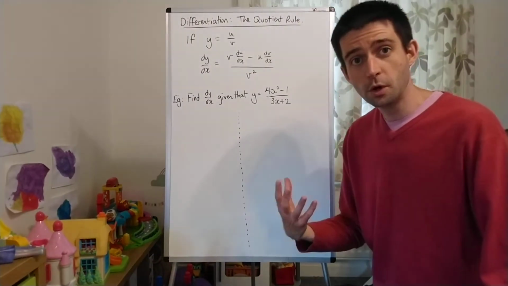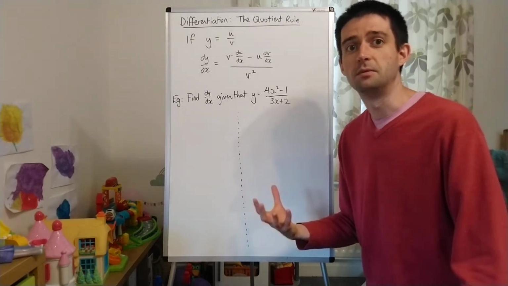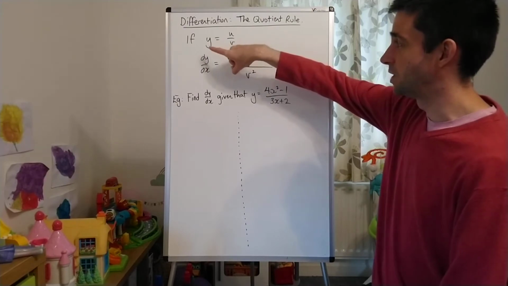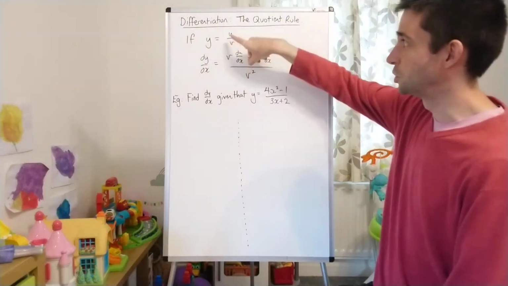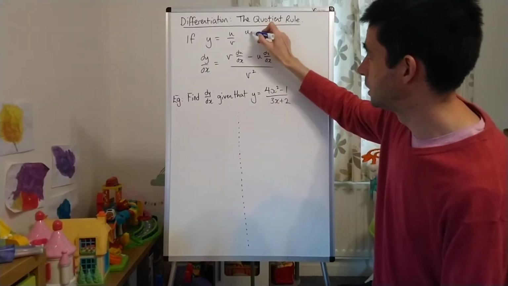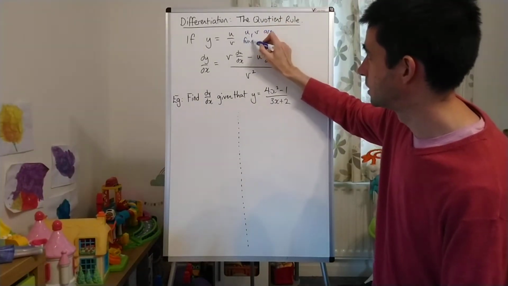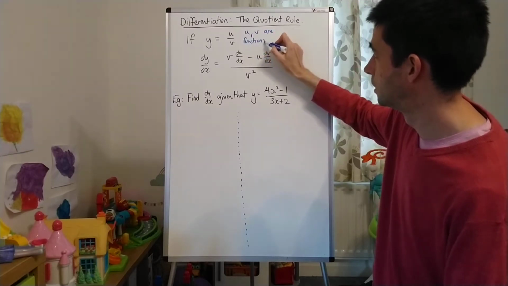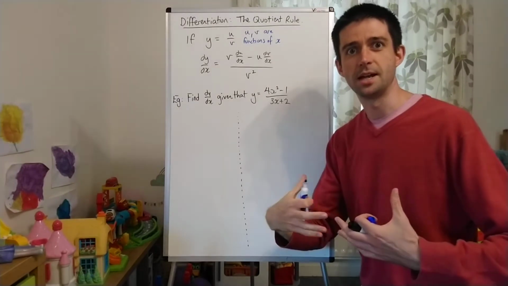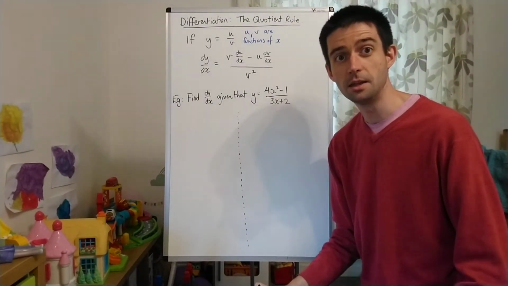Okay, so the quotient rule is used when you have a function being divided by another function. How we tend to write it is if y equals u over v, where u and v are functions of x. That just means that they are expressions that contain x, functions that have x in them.